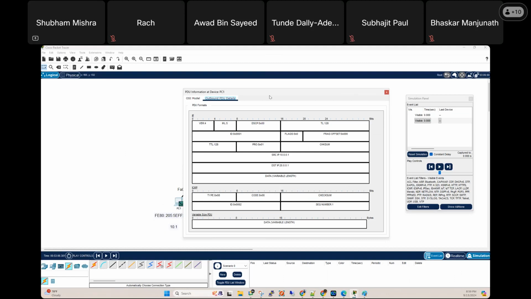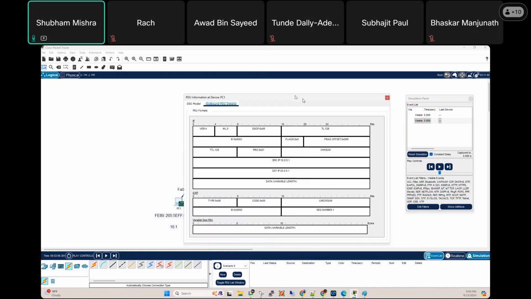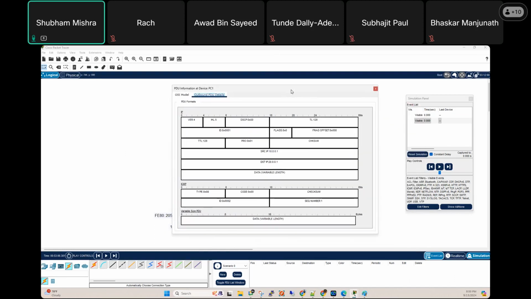It means this PC number 1 doesn't know the destination device MAC address. Yes or no? Everyone tell me. Yes, PC number 1 doesn't know. So that's the reason this packet is not completely encapsulated, and this packet will be held here. Getting my point, everyone?